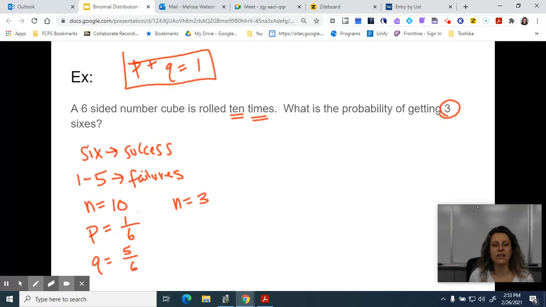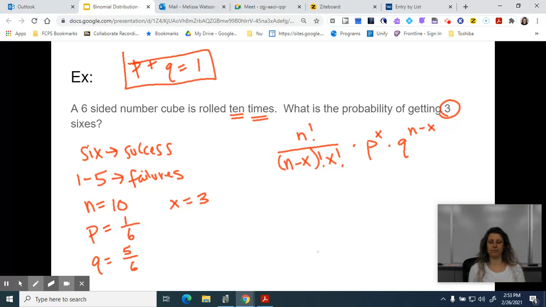Oh, and I just labeled that as N again. Sorry, you guys, that needs to be X. X is the number of successes. Okay, here's the formula. We take N factorial over N minus X factorial times X factorial times P to the X times Q to the N minus X.